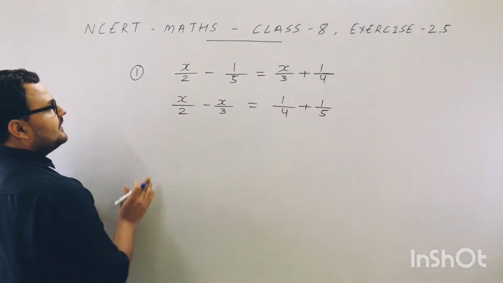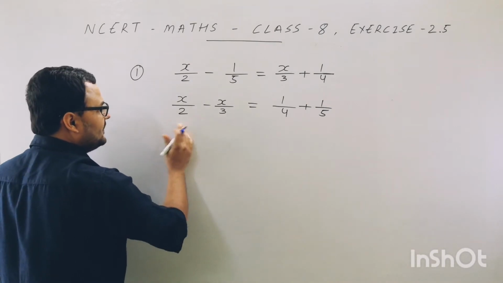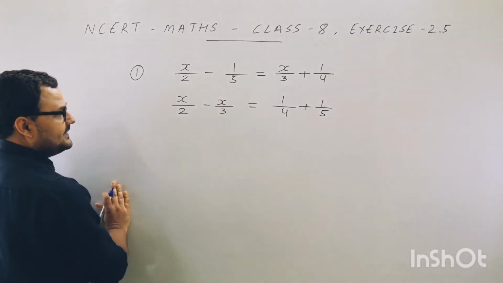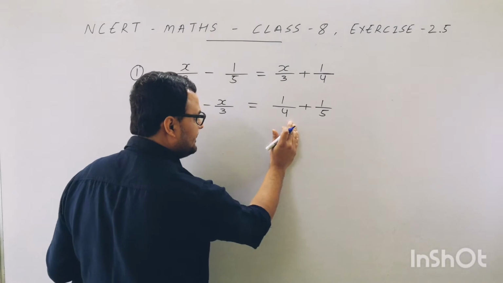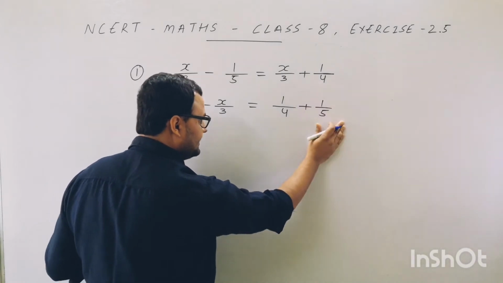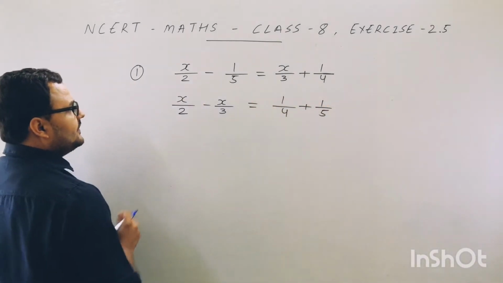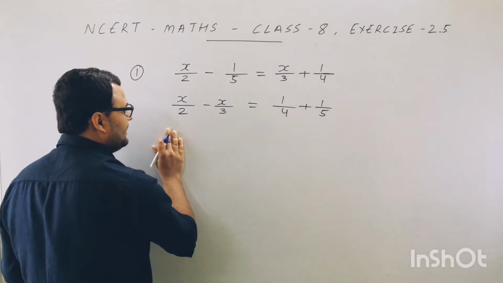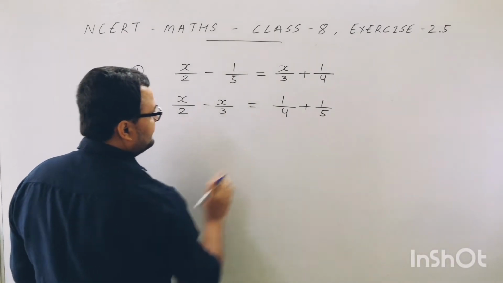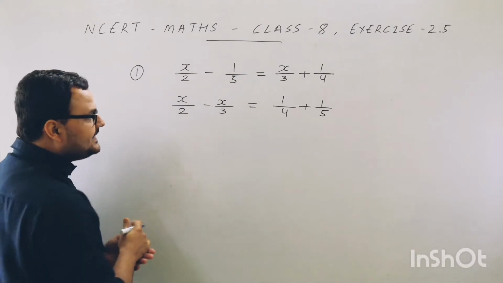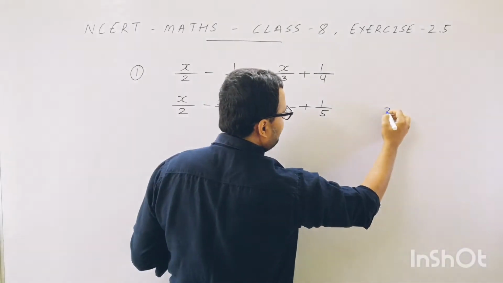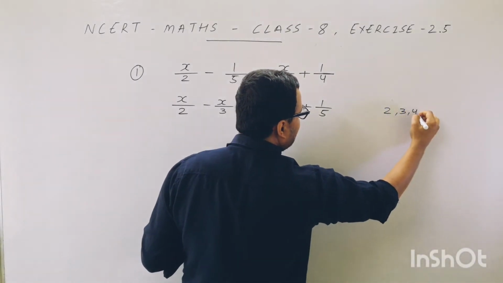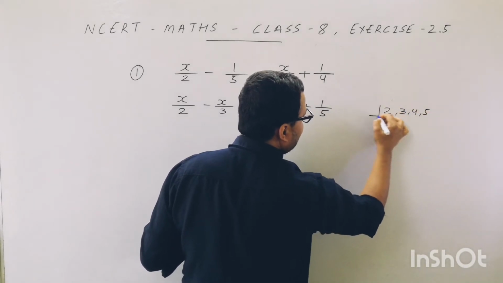What can we do? We can find the LCM of 2, 3 and simplify the LHS, then find the LCM of 4 and 5 and simplify the RHS. Or we can find the LCM of 2, 3, 4, 5 all together, and that will be easy. So I'll find the LCM of 2, 3, 4 and 5.